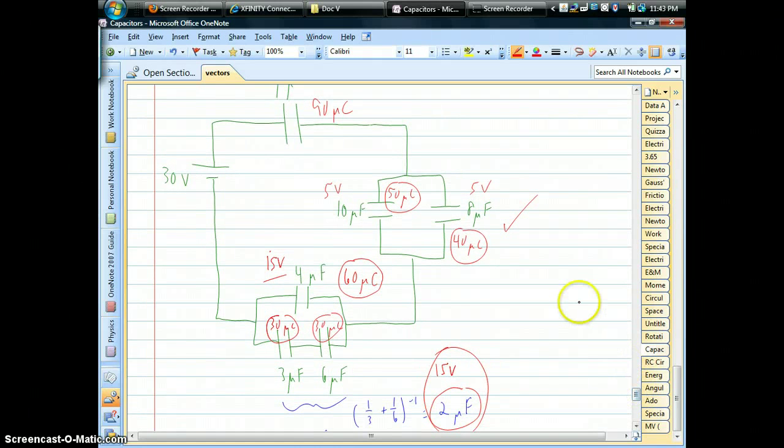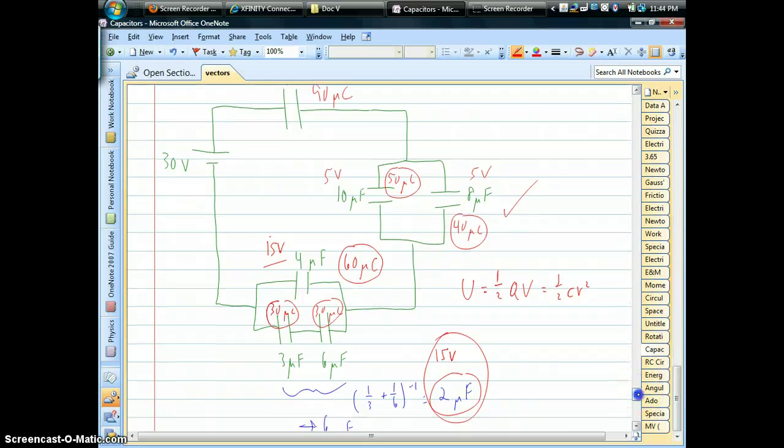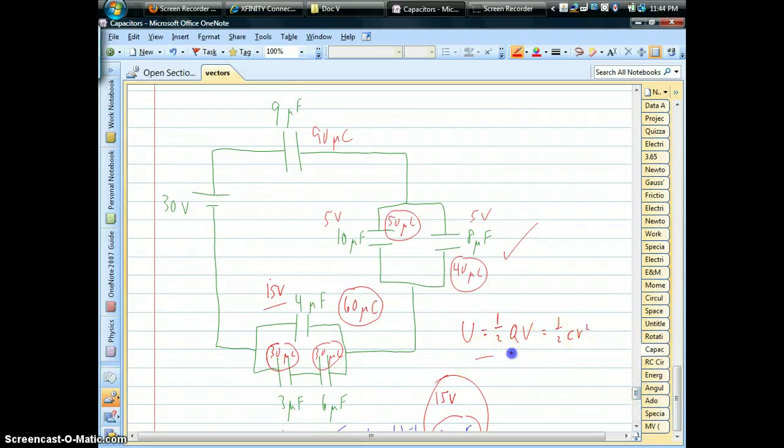One other thing that could be asked for, I suppose, when you deal with capacitors is the other thing that they do. Besides storing charge, they store energy. 1/2 QV, which is the same as 1/2 CV squared, etc. And we have all the numbers now for each of these capacitors. We could go through and figure out the total energy being stored by each individual one, by the whole circuit, whatever you want to do.